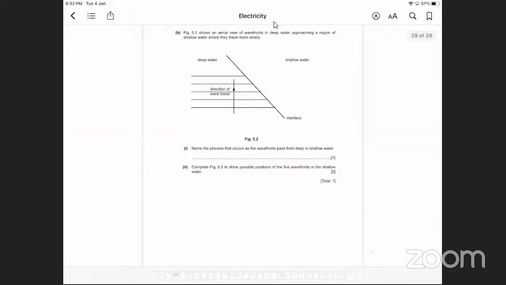So I hope this was helpful and you saw how to tackle those questions with waves. Some can be very tricky, so please take your time to analyze the question before you answer.